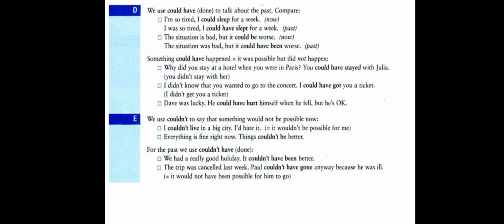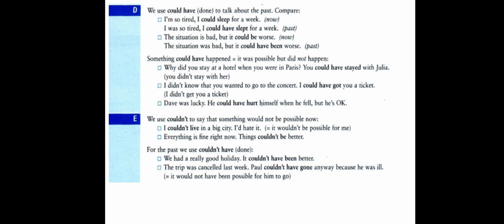I didn't know that you wanted to go to the concert. I could have got you a ticket. Here "I didn't" indicates the situation is in the past, and the past possibility is could have got you a ticket. Could have, the past participle of get is got, so it becomes could have got you a ticket, but I didn't get you a ticket. So this was a possibility in the past but did not happen. So the person says I could have got you a ticket. I didn't get you a ticket.